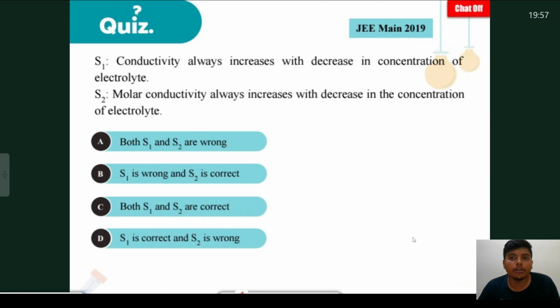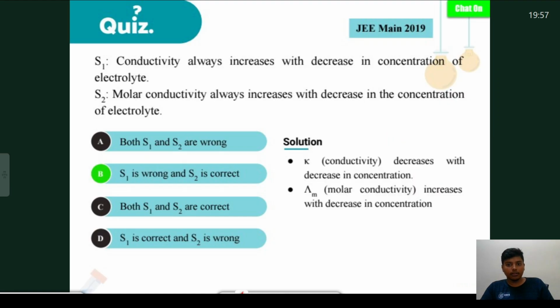Next, tell me: conductivity always increases with decrease in concentration of electrolyte. Molar conductivity always increases with decrease in concentration of electrolyte. Tell. So the answer is B. Conductivity always increases with decrease in concentration? No, conductivity is directly proportional to concentration. Molar conductivity is inversely proportional to concentration. Okay, so B is right.